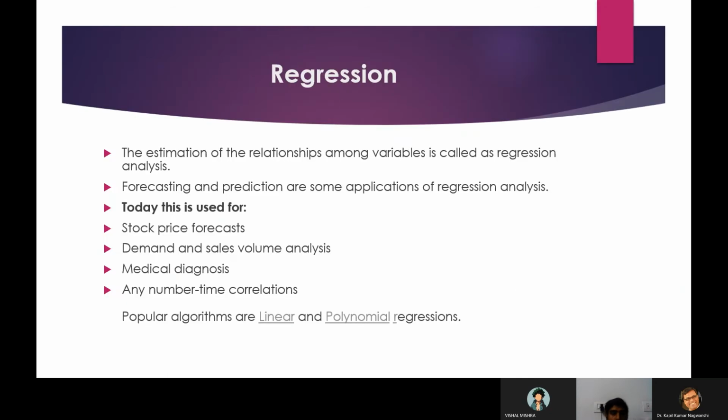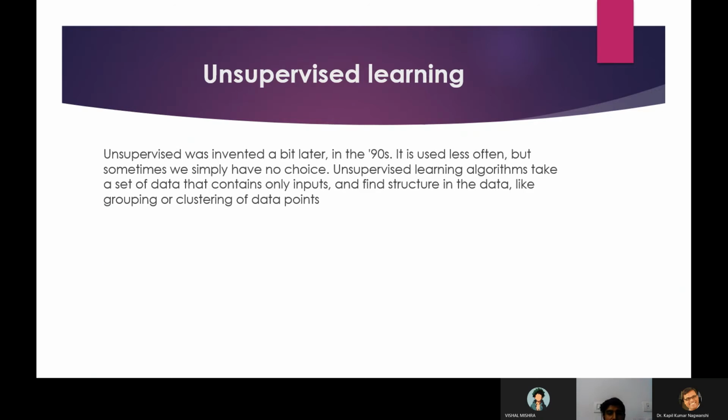So what is regression? The estimation of the relationships among variables is called regression analysis. Forecasting and prediction are some of the applications of regression analysis. It is used for stock price forecasting, demand and sales volume analysis, medical diagnosis, and any number-time correlations. The popular algorithms of regression are linear and polynomial regressions.